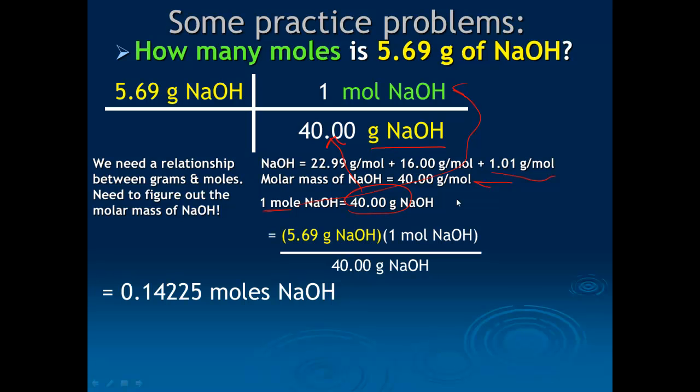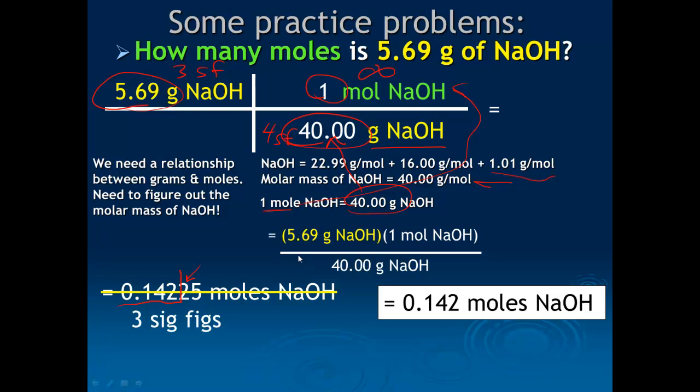But we want to pay attention to significant figures, okay? And to do that, we need to look at our original problem. This right here is 3 sig figs. This 40.00 is 4 sig figs. These zeros count because of the decimal. This right here is considered infinite sig figs because it's like a conversion factor. I have exactly 1 mole. So my fewest number of sig figs is 3 sig figs. So that's what I'm going to round this down to. I get to take the first 3 significant digits, which is those, look to the next number to round, and it becomes 0.142 moles of sodium hydroxide.